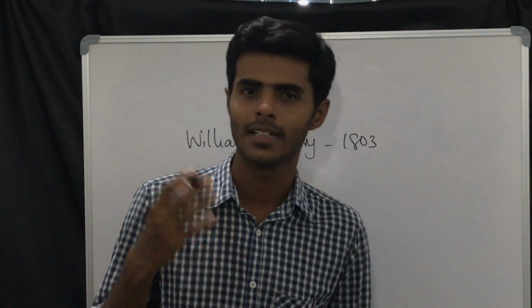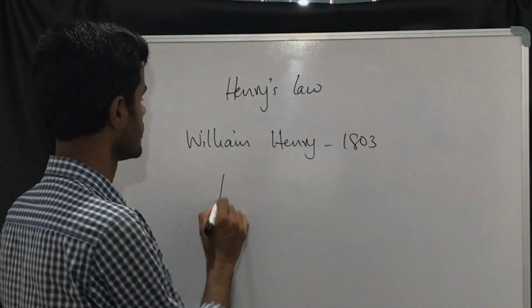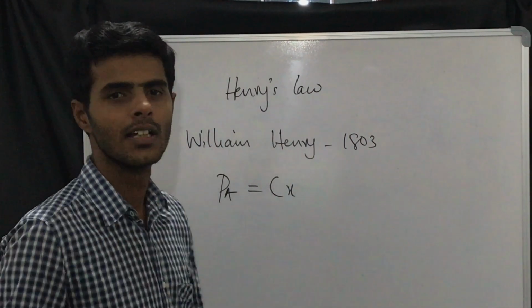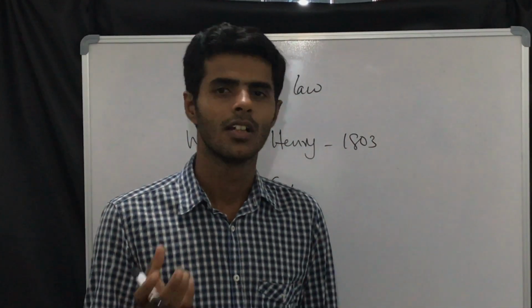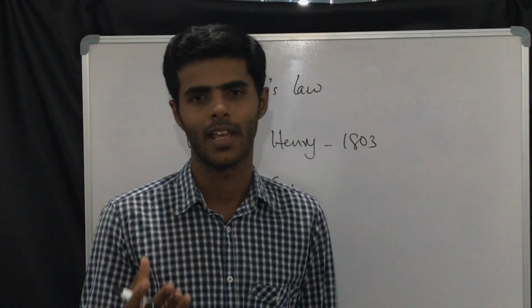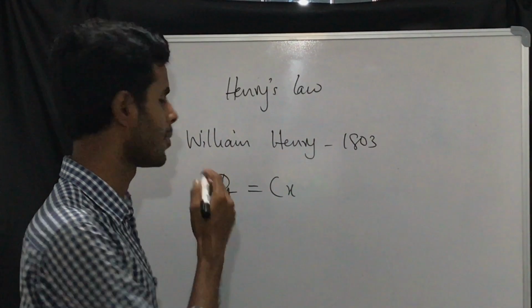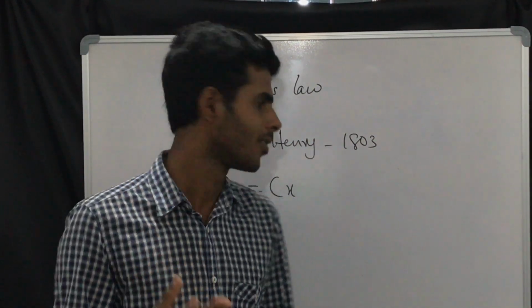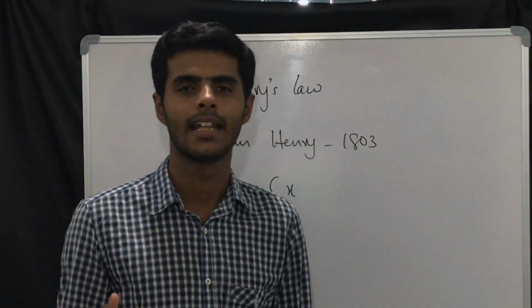So that is represented as Pa = Cx. When we are considering a mixture of A and B, Pa is the partial pressure of the component A, X is the mole fraction of A, and C is Henry's law constant.